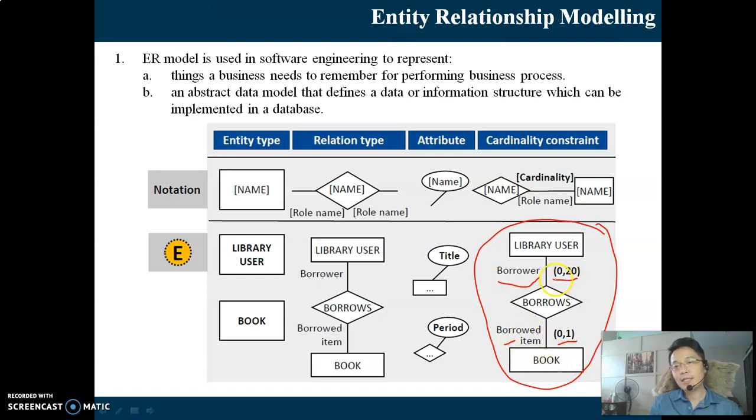Now let's look at the cardinality. The cardinality is actually a number. If we have a range, then we put the two numbers, the min and the max, within the brackets. In this case, a library user can borrow 0 book up to maximum 20 books. And for the book, it can have no library user borrowing it to maximum only one library user borrowing it. So it's a range.